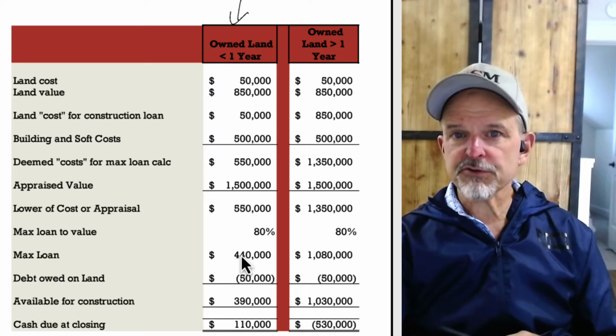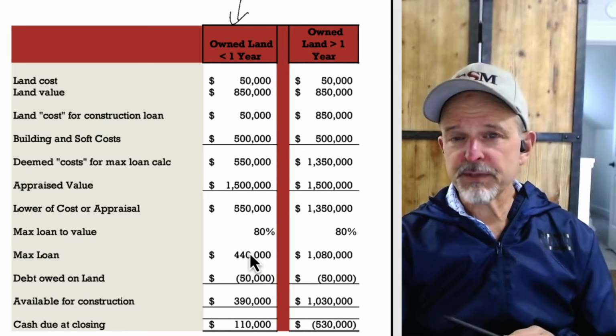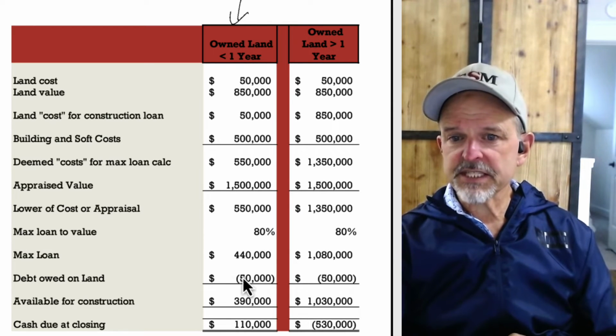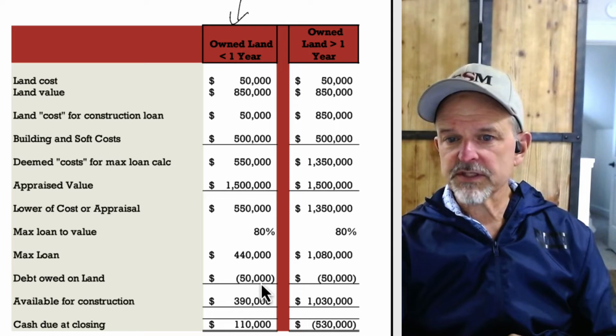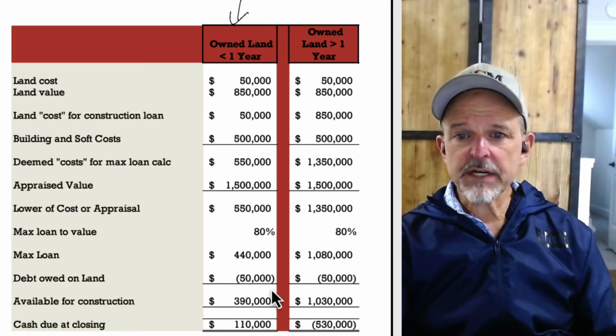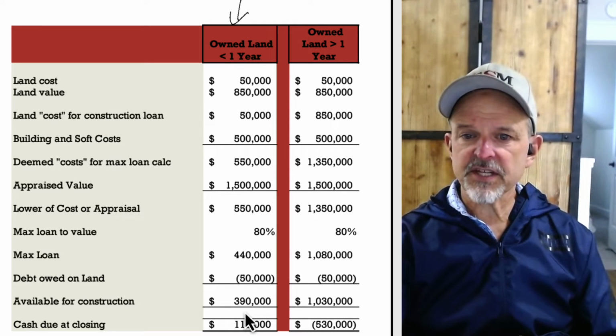Now, your very first draw on a construction loan, when you have land that's being built on that has debt on it, is going to be to pay off that debt. So they're going to take this $440,000 loan, they're going to take $50,000 and pay off whatever debt is on that land. So what you have left for construction in this scenario is $390,000.